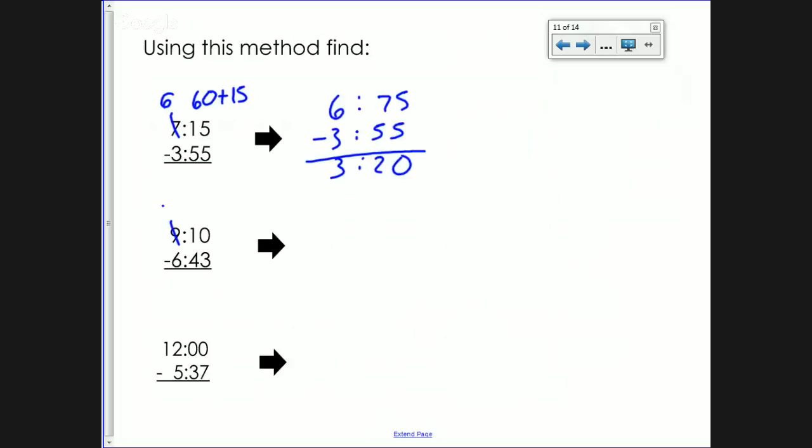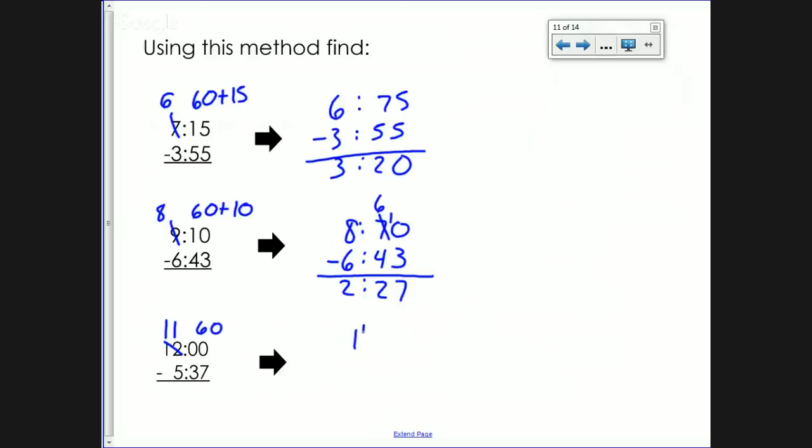Going again from the 9. Adding 10 plus 60. And in this case, when you go to borrow, you can just borrow as usual. 12 becomes an 11. I'm going to add 60 onto this side. And borrowing from the 6, we do that as usual. So hopefully you got those questions right.